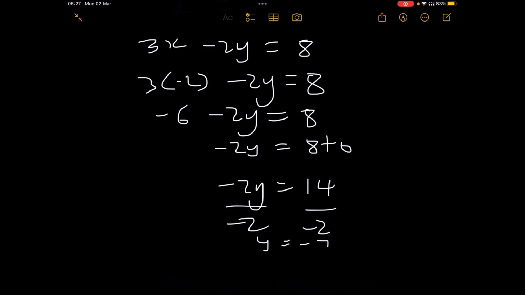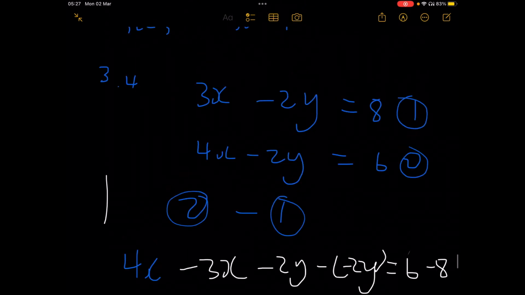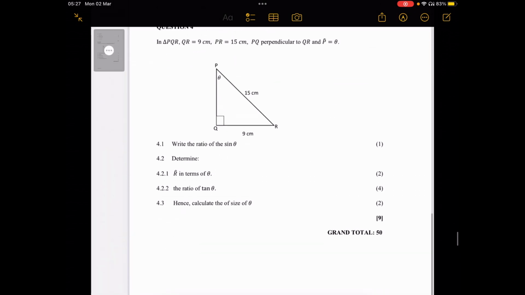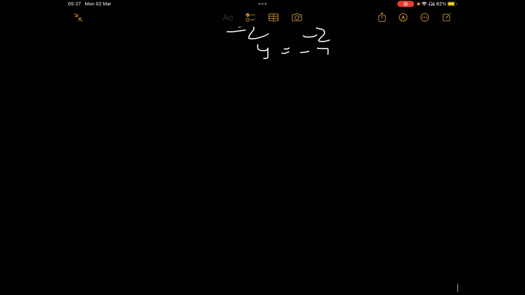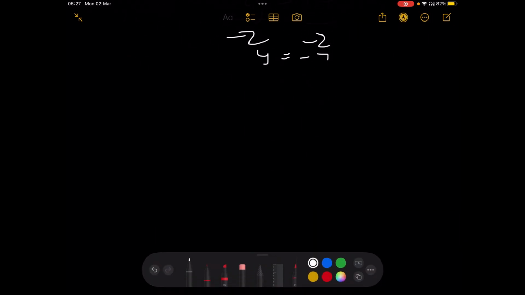So let's check up the last question, question 4. Given a triangle PQR, and QR is that length, PR is 15, PQ is perpendicular to QR, and angle P is equal to theta. So my first suggestion here was to redraw this where PQ is on the adjacent side. Why are we doing that? We want to make sure that we see which side will be related to which one.